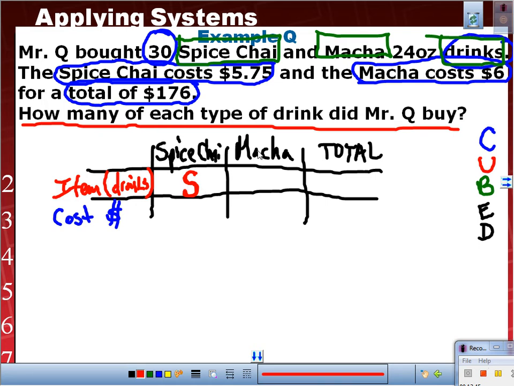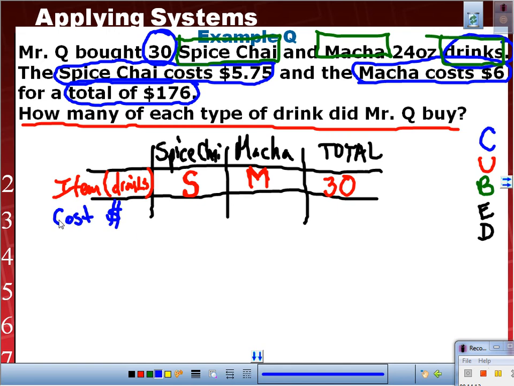Do we know how many matcha drinks I bought? No, so we label it M, or in this case, if you would have used X for this one, this would have been our Y. Is that correct? All right. Do we know how many total drinks I bought? 30. That goes right there. That is correct.